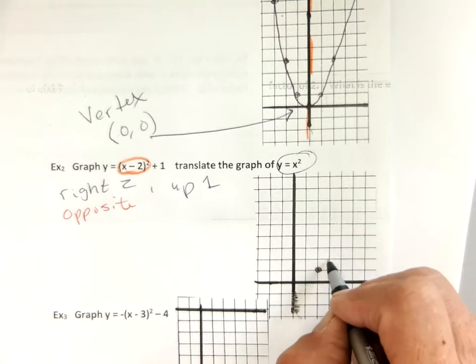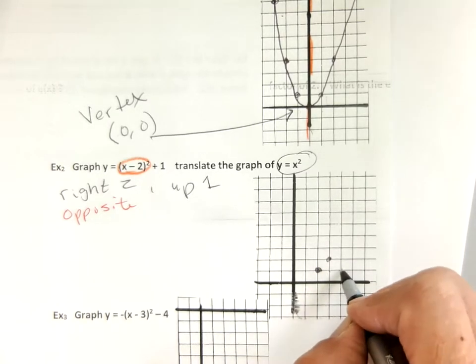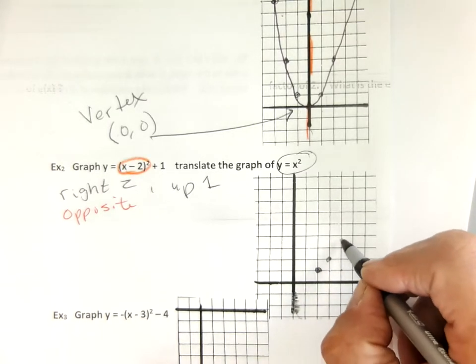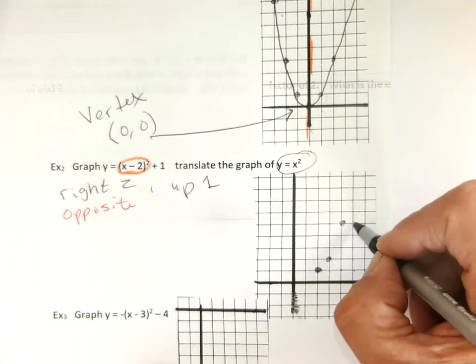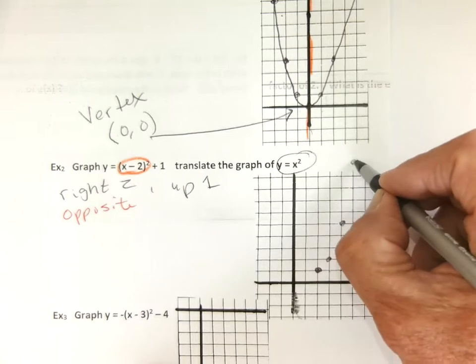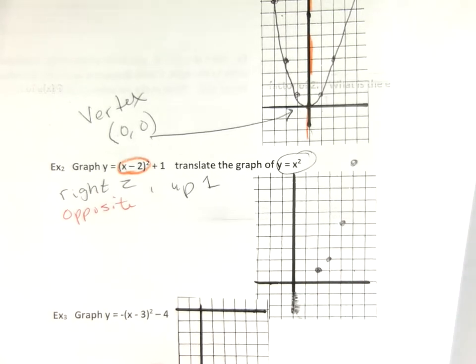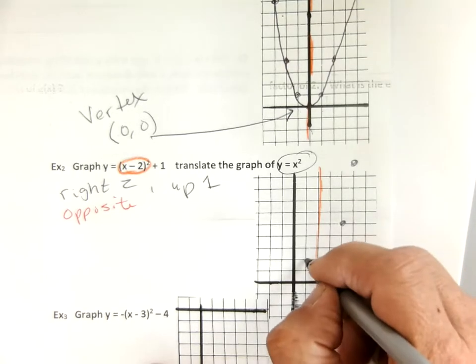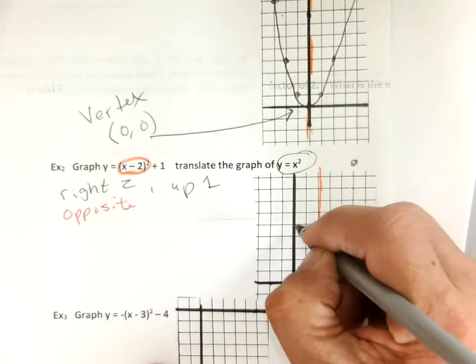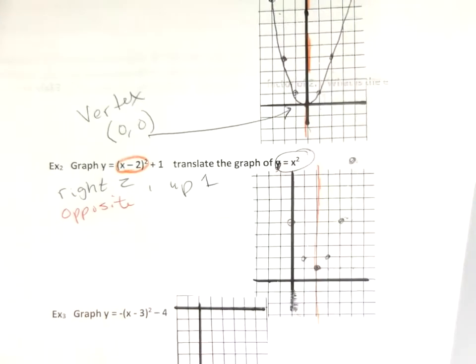Over 1, 1 squared is 1. Over 2, 2 squared is 4. 1, 2, 3, 4. Over 3, 3 squared is 9: 1, 2, 3, 4, 5, 6, 7, 8, 9. I know it's symmetrical, right? So I also have a point there, there, and there. Okay, now graph it.